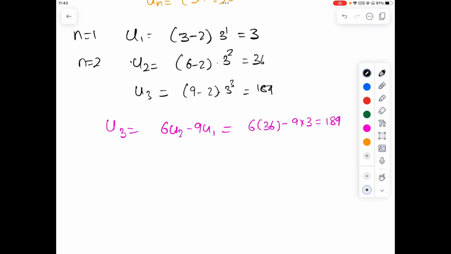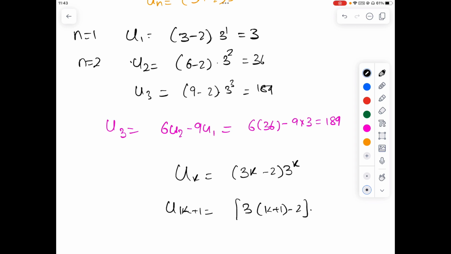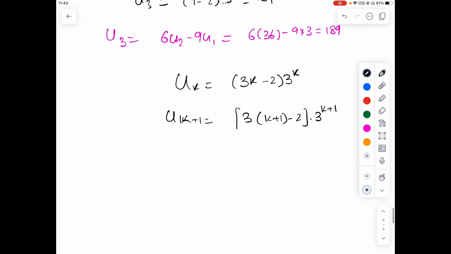Assumption, two assumptions should be done. uk equals 3k minus 2 times 3 power k. u(k+1) equals 3 times k plus 1 minus 2 times 3 power k plus 1. Now what am I going to do?